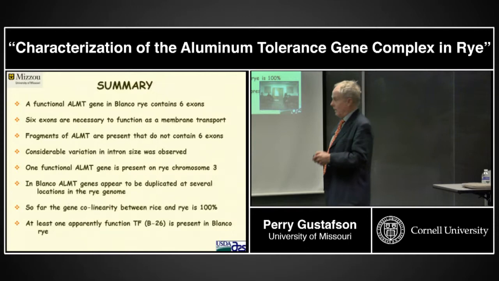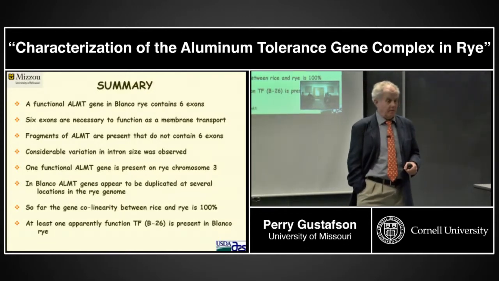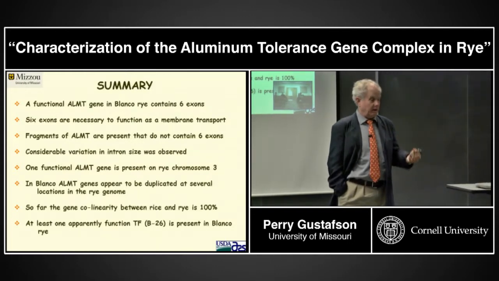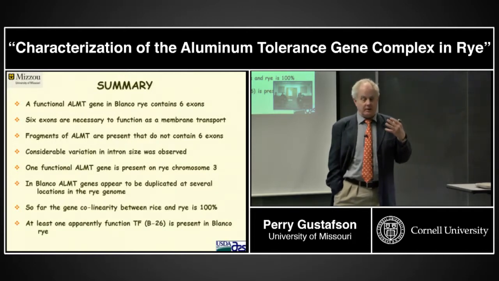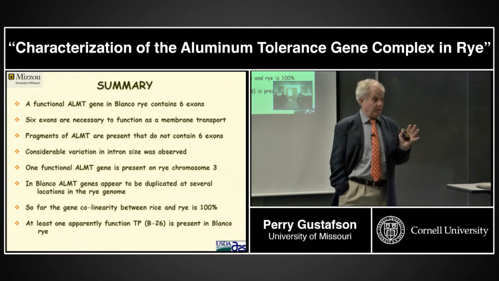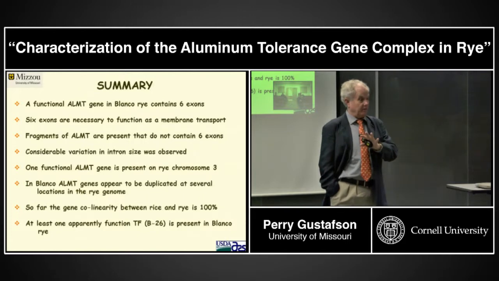There's at least one apparently functional transcription factor in Blanco rye, which is tightly linked to the malate transporter. The big question is, does this transcription factor that is induced and upregulated under aluminum stress have anything to do with the expression change of malate transporter? Because the key to aluminum tolerance in rye is the membrane transporter exuding malate, which ties up the aluminum and prevents it from getting in the plant.